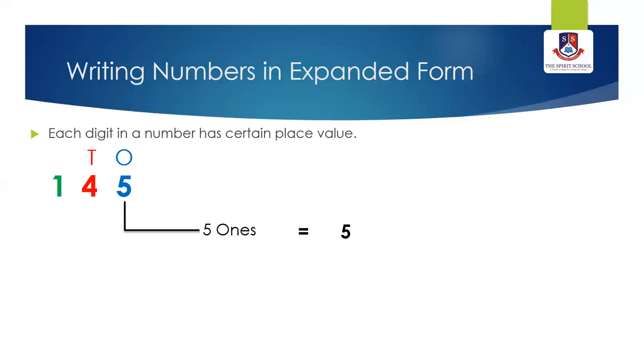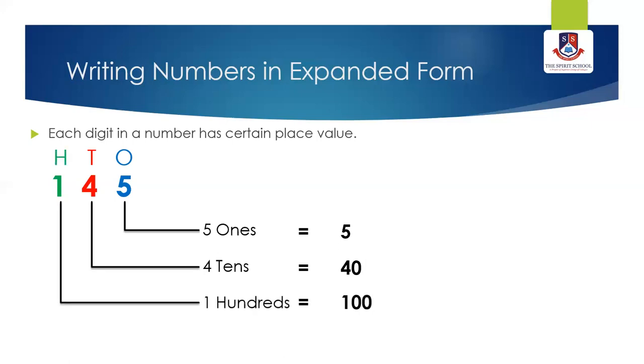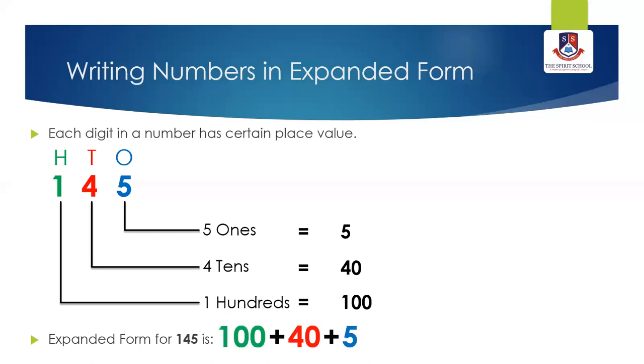The digit at the tens place is 4. It is representing 4 tens or 40, and the digit at the hundreds place is 1, and it is representing 1 hundred or 100. So the expanded form of 145 is 100 plus 40 plus 5, or in words we can also write it as 1 hundred plus 4 tens plus 5 ones.